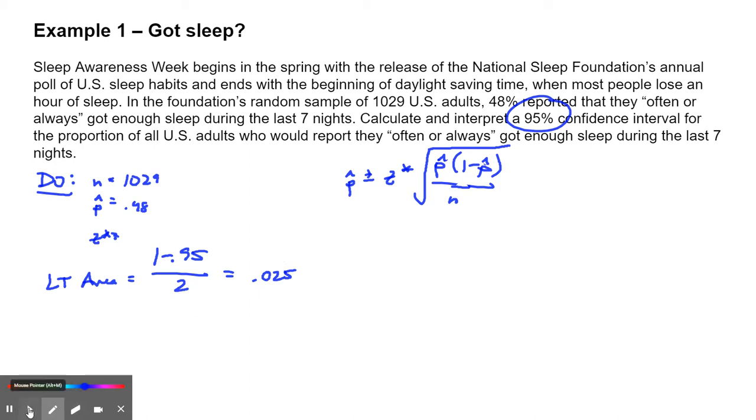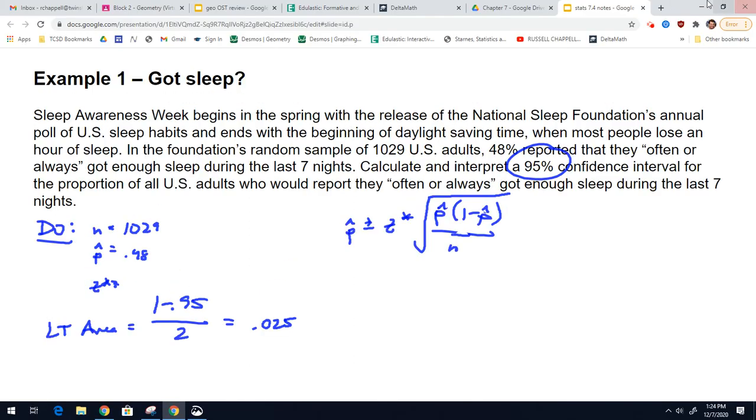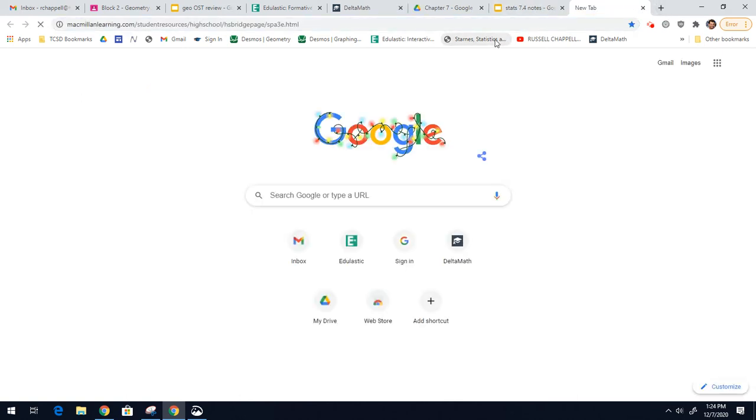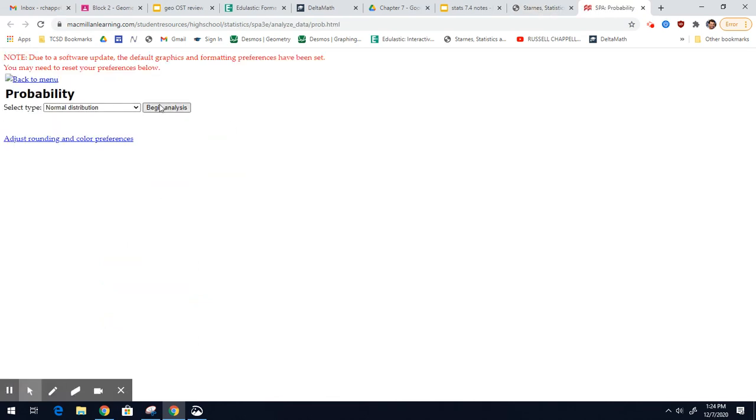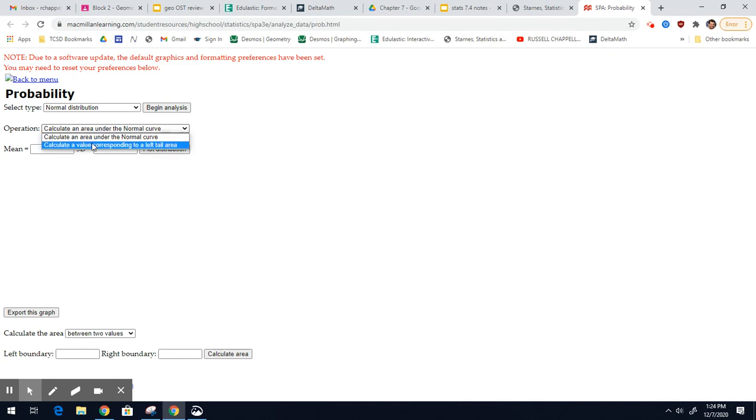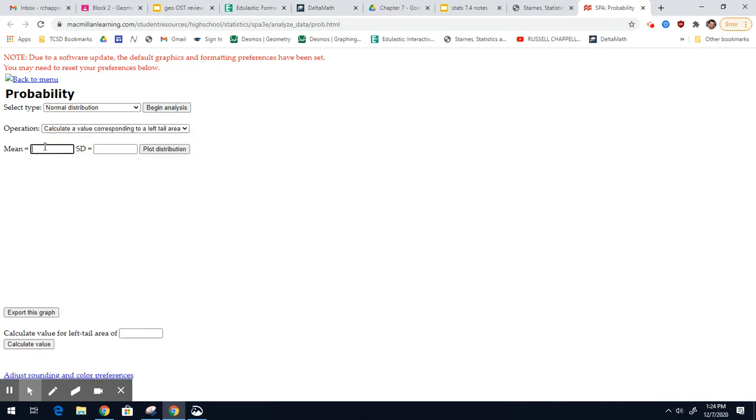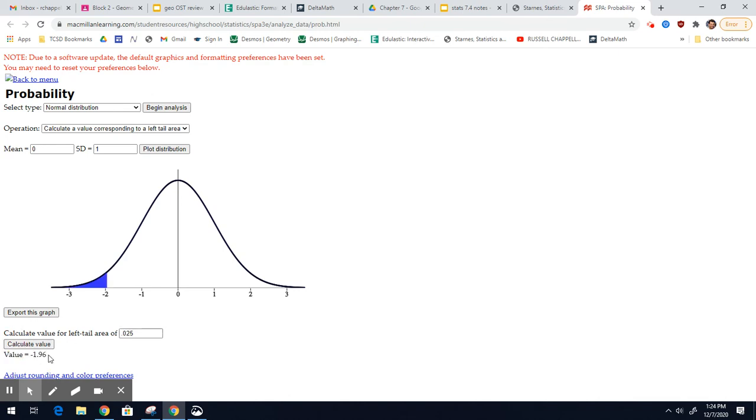So let's go there. Stats applet, probability. Yes, it's normal because it passed the conditions. We are calculating a value corresponding to a left tail area, our mean is 0, and standard deviation is always 1. And now I'm going to type in that left tail area. That's 0.025. And there is my z value. We're going to make that positive, and that's our z star value.